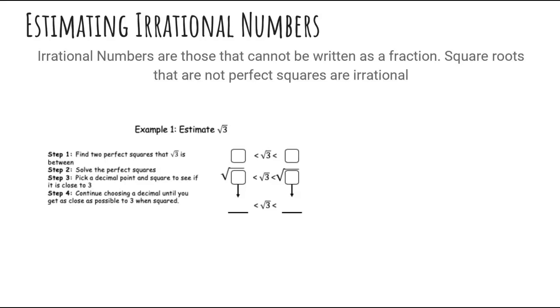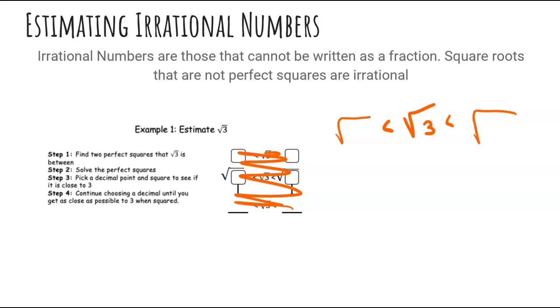Okay, so we want to start, and I'm going to ignore this whole section. I'm going to use the steps, but I'm going to draw a little bit larger for you on the right. So we have the square root of 3. And we want to find a square root that is smaller, that's a perfect square on the left side, and a square root that is larger, that's a perfect square on the right side. Okay, so I know that the square root of 1 is a perfect square, and it's really close to the square root of 3.